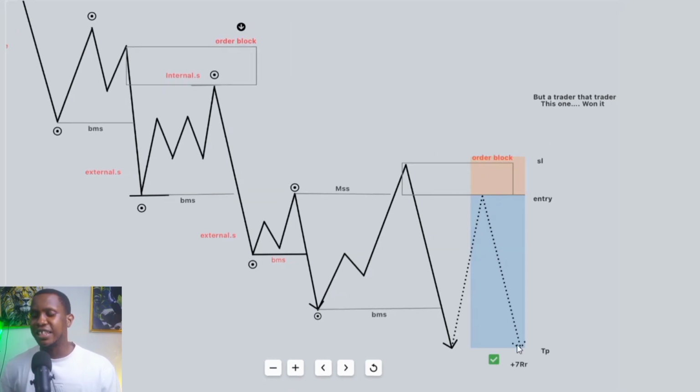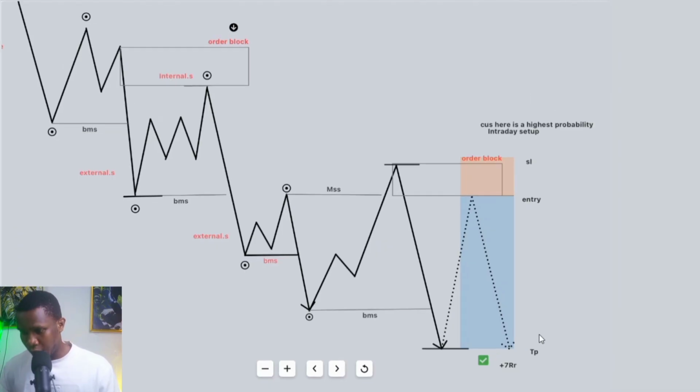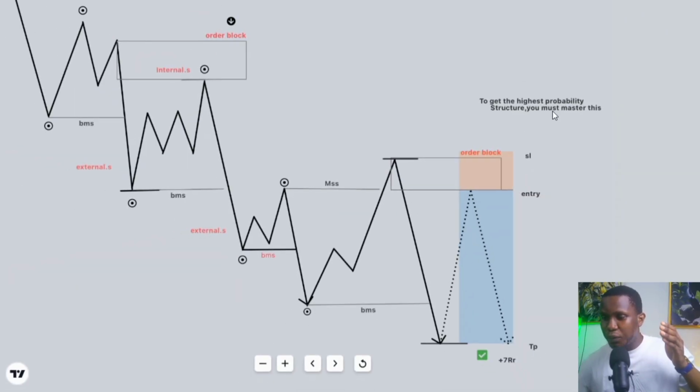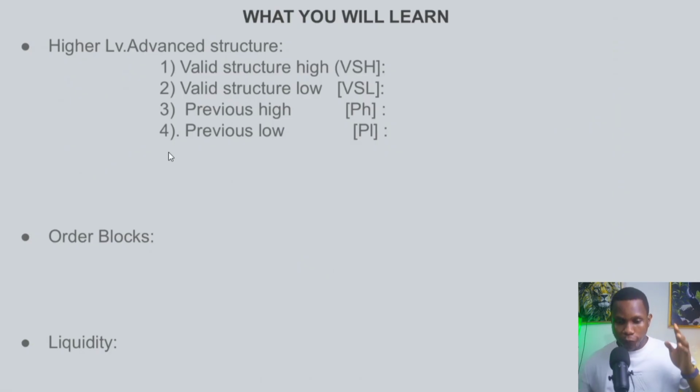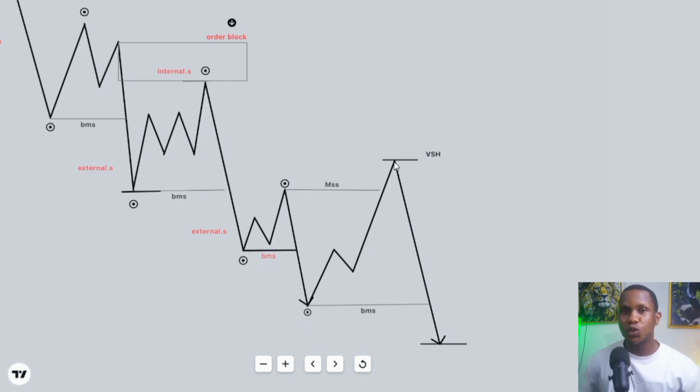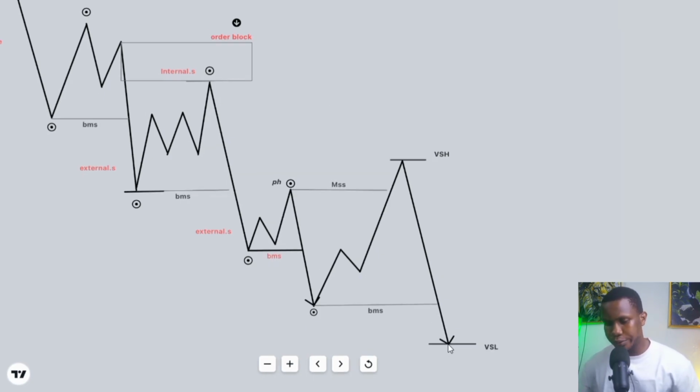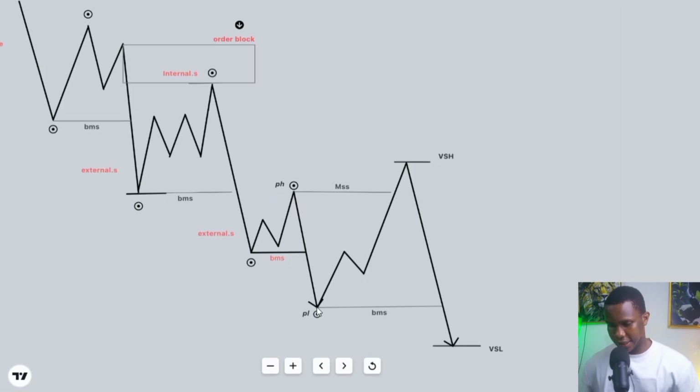this is a take profit for the trader, because here is the highest probability intraday setup. To get the highest probability market structure, you must master these 4 things here: value structure high, value structure low, previous high, and previous low in the market. This is your value structure high, value structure low, this is your previous high, and this is your previous low. I'll explain each one of these.